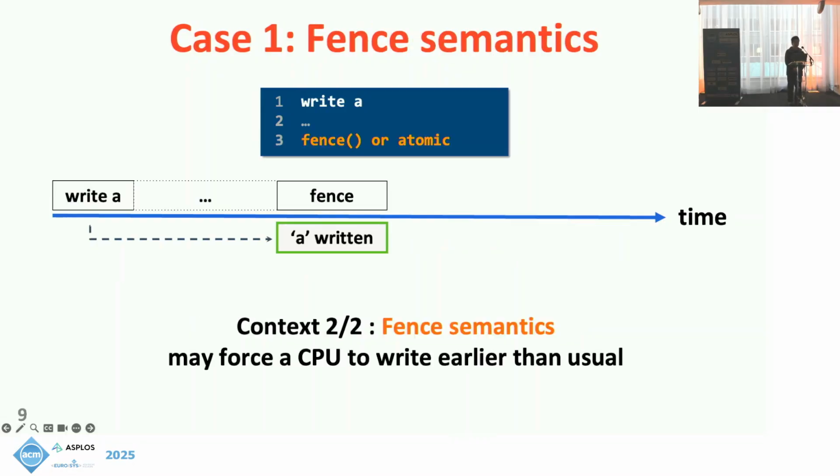Another context is that despite the CPU liking to delay writes, instructions with fence semantics may force the CPU to write earlier than it wants, for example, a memory fence or an atomic operation. When this happens, the CPU will spend some time writing down from registers to the cache. For simplicity in this talk, I will assume that the write is happening exactly at the fence, and we use the time the CPU is waiting at the fence to demonstrate how long the writing is going to take.